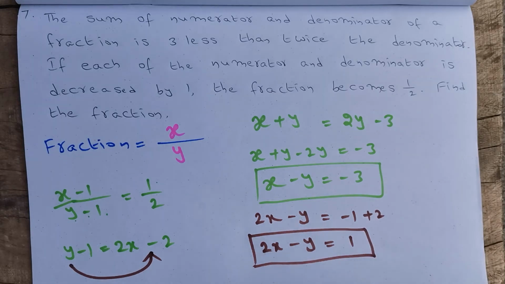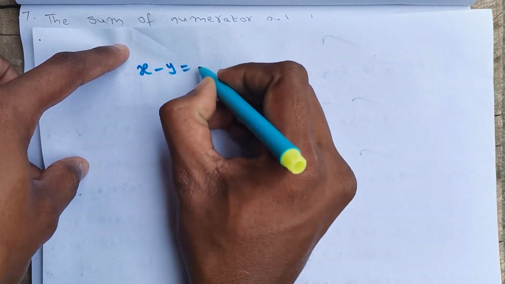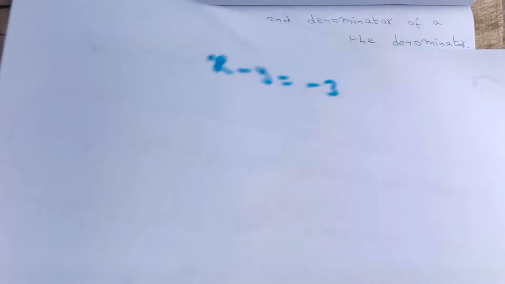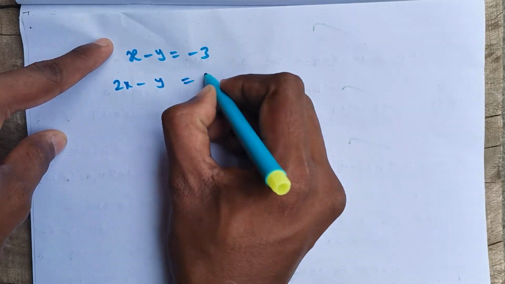Now let us solve these two equations. One is x minus y is equal to minus 3. And second equation is 2x minus y is equal to 1.